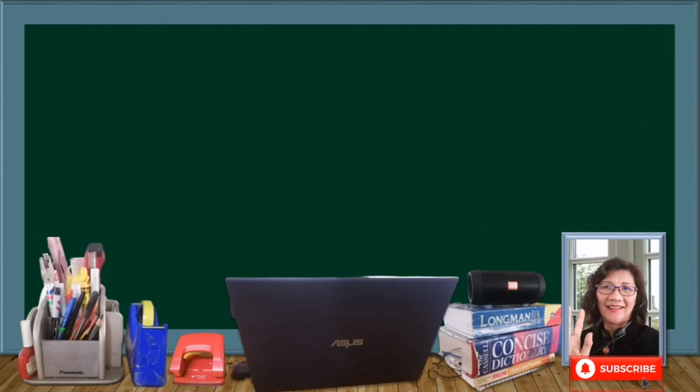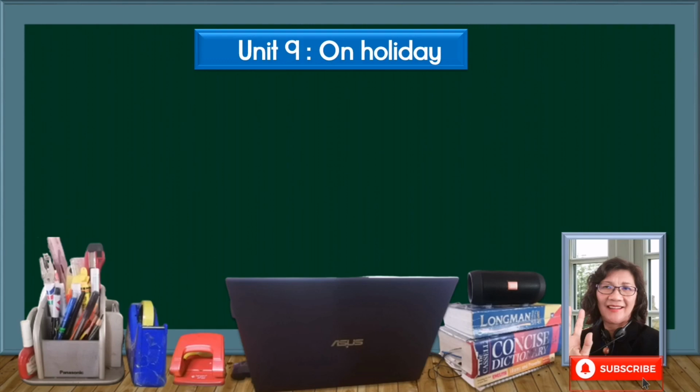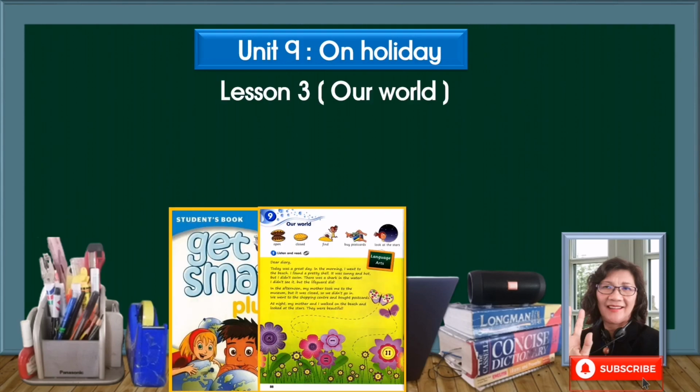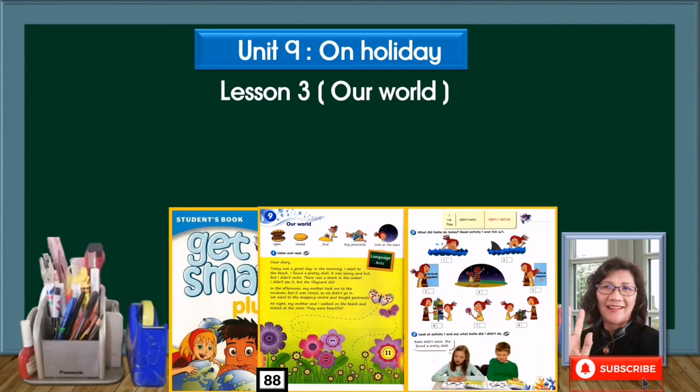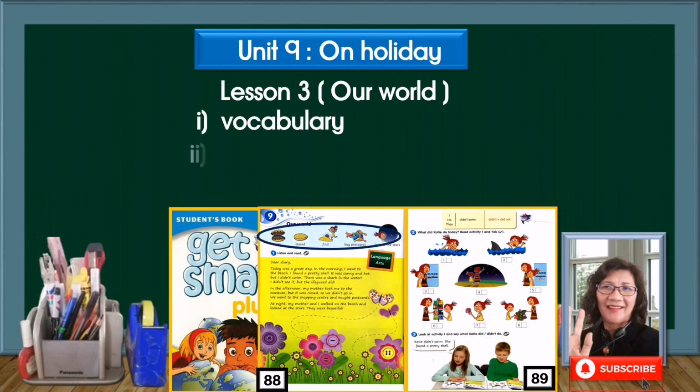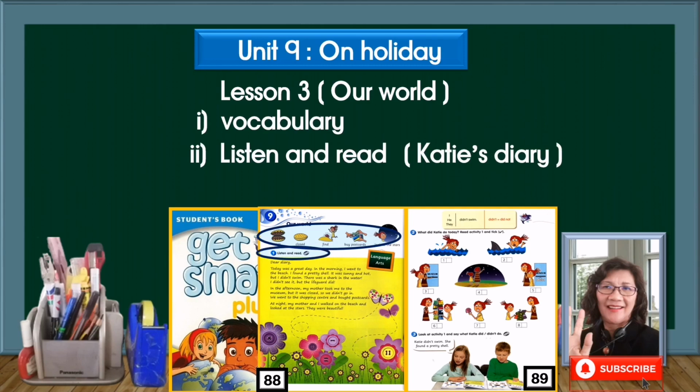Today we shall be looking at Unit 9 again, Lesson 3, our world, textbook page 88 and page 89. You will learn some new vocabulary. Listen to and read about Katie's diary and learn the usage of the auxiliary verb didn't correctly in sentences. Then you will do 2 activities with 1 speaking skill. Let's get started, shall we?